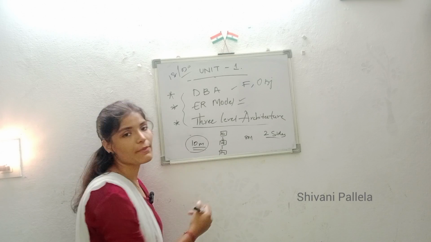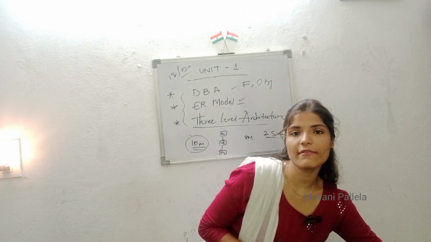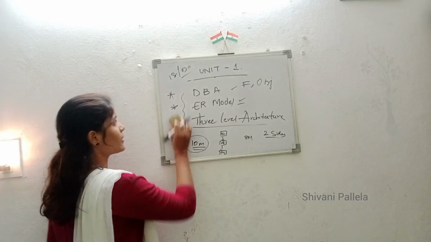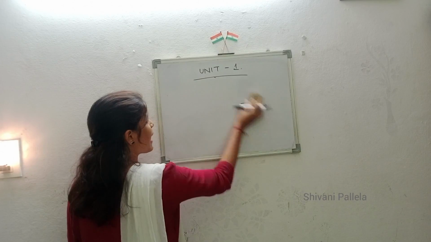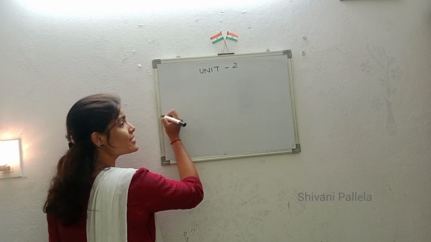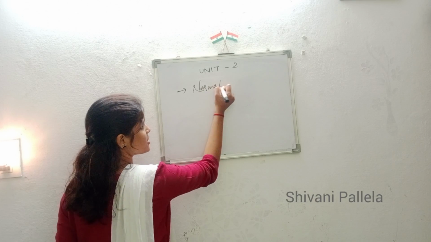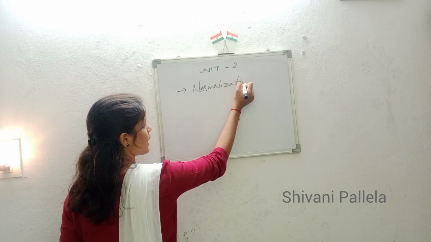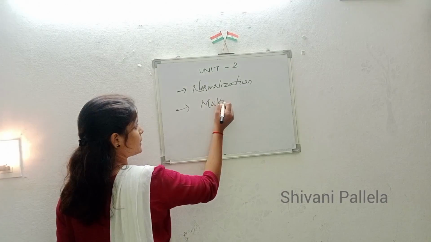Now we will discuss the second unit. In the second unit, what topics you have and what you should learn, everything we will discuss now. In the important questions video, I have already discussed the damn sure questions, so please watch that video. In unit number 2, you will have only one concept: normalization and keys, multiple keys.